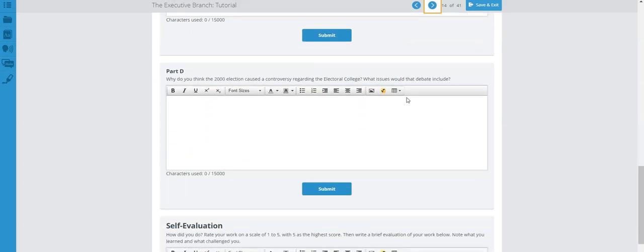And part D is telling you, why do you think the election of 2000 caused a controversy regarding the Electoral College? What issues would that debate include? Please make sure, based on your reading of the material, the content, and also based on the information provided to you in this tutorial and the previous pages, you answer this question to the best of your ability. And I'm sure you will do well. Just make sure that you are providing enough information for your teacher to know that you are comprehending the content.